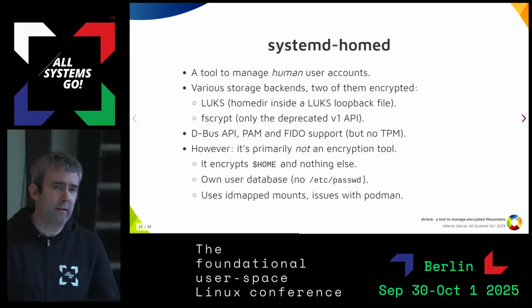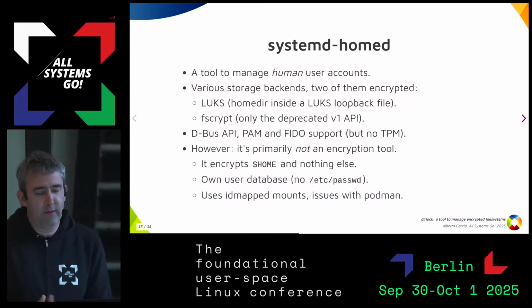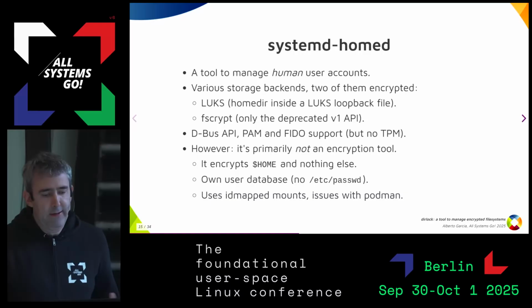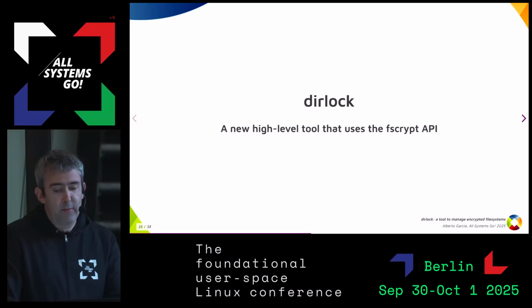Those things can be sorted out, and there are workarounds, but these are the kind of issues we were a bit concerned about. Having something that is a bit different from the typical Unix system, and also has strong opinions about how the system should work, was a bit worrying for our case. So we decided to create a new tool that uses the fscrypt API directly, and it's called Dirlock.